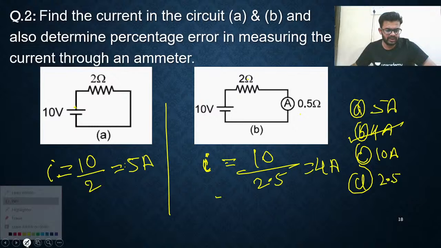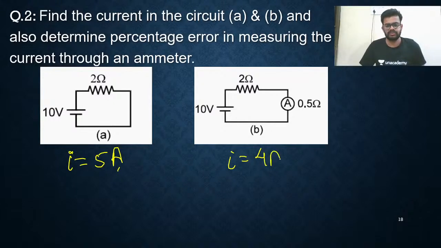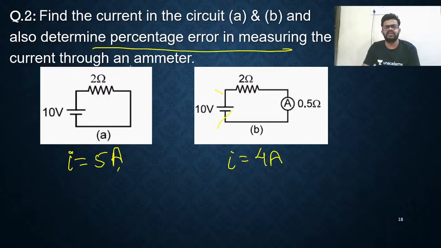So finally, in this circuit, current is 5 ampere. In this circuit, current is 4 ampere. You can see the circuit is the same, but in the first circuit there is no ammeter. In the second circuit, there is an ammeter of 0.5 ohm resistance. Chalo. Find the percentage error in measuring current through the ammeter. If the ammeter is measuring the current, what will be the percentage error?